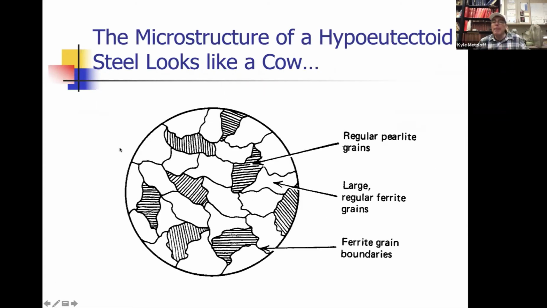This is what hypoeutectoid steel looks like. Here are the areas where it ate all the candy, where the carbon was all sucked up and formed perlite. Remember that these things are called grains. These are just crystals that formed in liquid and eventually ran into each other, and they have slightly different orientations in their crystal structure. You see the grain boundaries. There's a little bit of a mismatch at those atoms, at those boundaries, and when you hit it with acid, those also etch a little bit too.